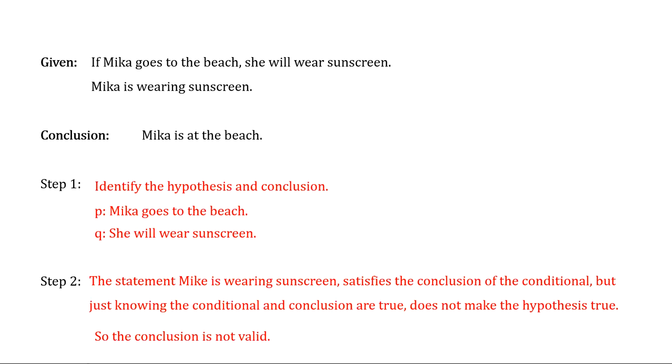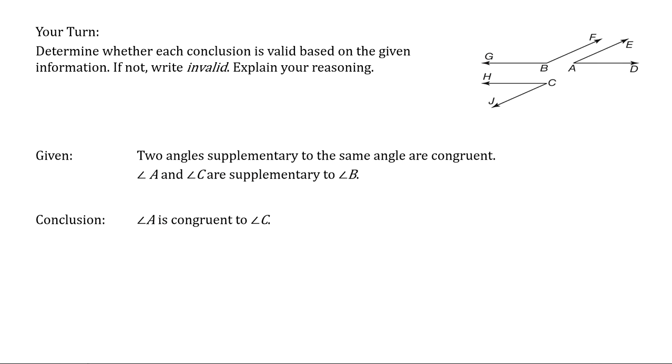Okay, your turn. Try this one out. There's a drawing. We're going to try to figure out if it's valid and come up with a valid conclusion. If we can't come up with a valid conclusion, then just write it's an invalid statement. It's given: two angles supplementary to the same angle are congruent. A and C are supplementary to angle B, so therefore A is congruent to C. Is that valid or not?